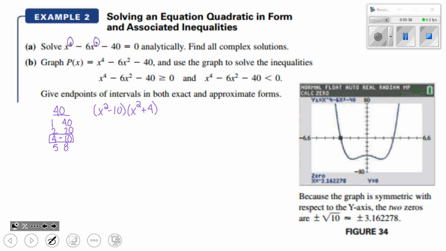Okay, and it says solve it analytically, find all the complex solutions. So if I can break it into two quadratics, this is actually relatively easy to solve. We can actually straight solve each of these quadratic pieces.